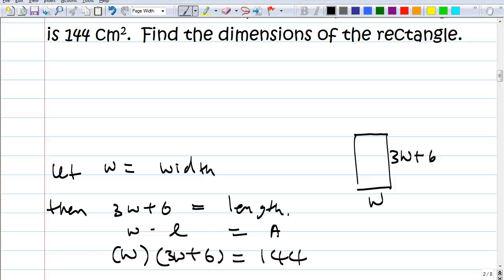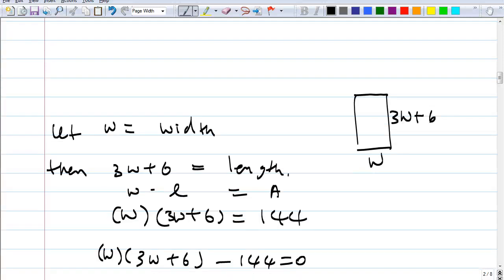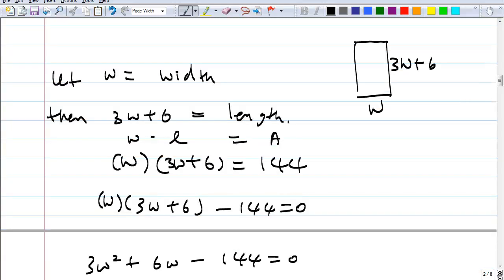And then you factor, right? What's that called? What property is that? Zero product property. Okay. So do you guys get this? What do we get when we multiply this now? I subtracted both sides by 144. Kevin, what do I get now? W times 3W plus 6 minus 144. Exactly. And what do we get when you distribute that W? 3W squared plus 6W minus 144 equals 0. You got it. Right, guys?